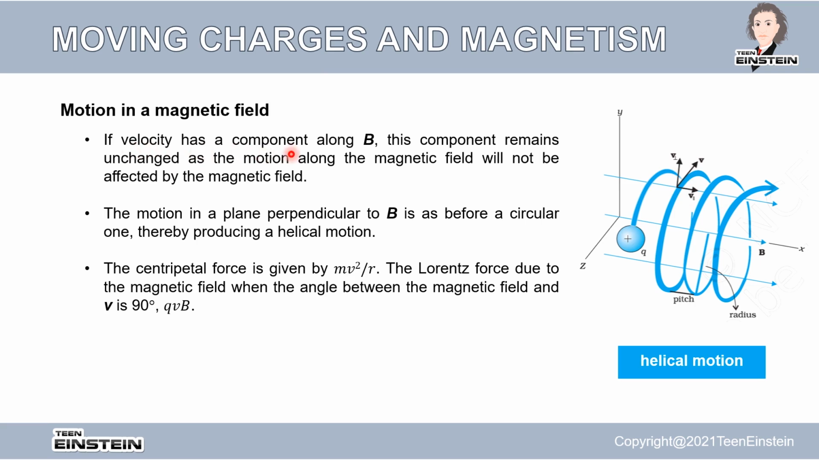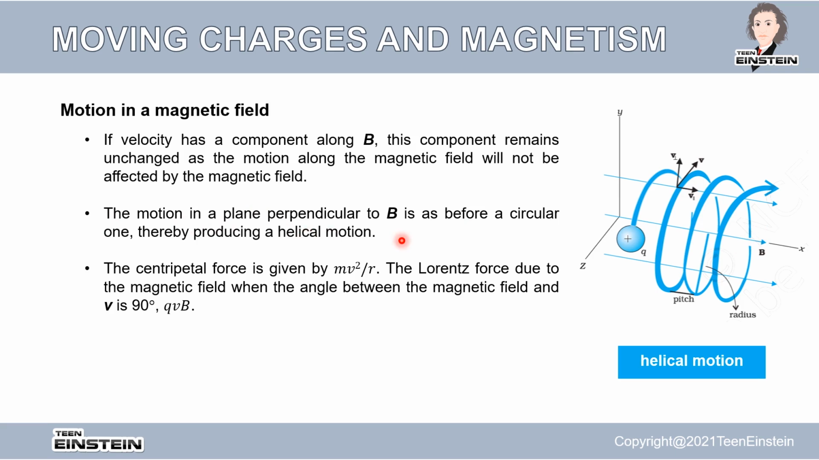If the velocity has a component along B, this component remains unchanged, as the motion along the magnetic field will not be affected by the magnetic field. See, this is the velocity component along the magnetic field. And why is it unaffected? Because V cross B has to be 0 in this direction. So the velocity component along the magnetic field is not affected by the magnetic field.